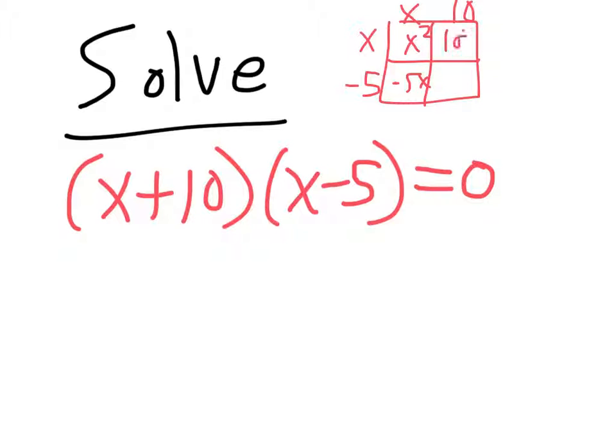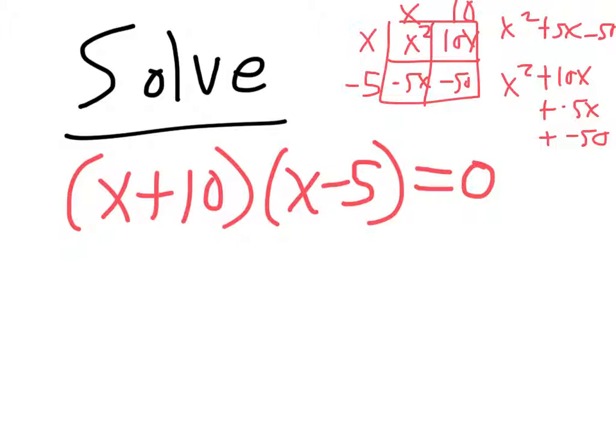multiply them out. And when you add all those up, that's what it looks like after you multiply those parentheses, plus a negative 5x. This is yucky. You combine like terms there, you get x squared plus 5x subtract 50. That's what happens when you multiply these two out: x squared plus 5x minus 50.